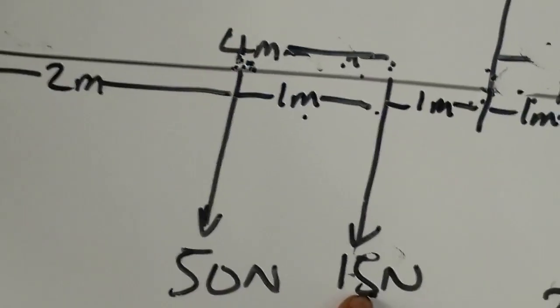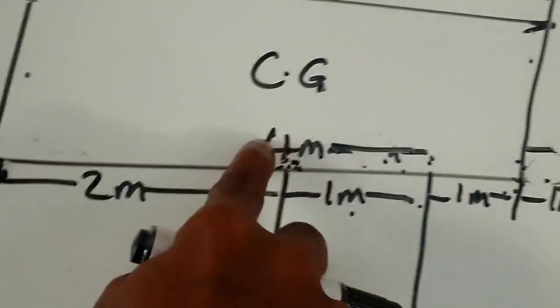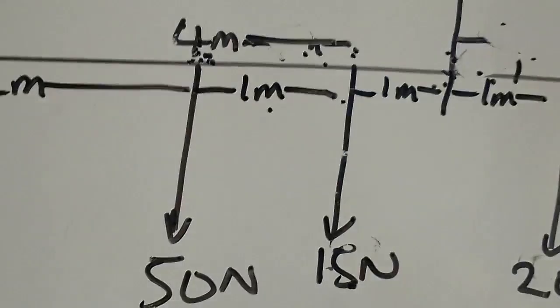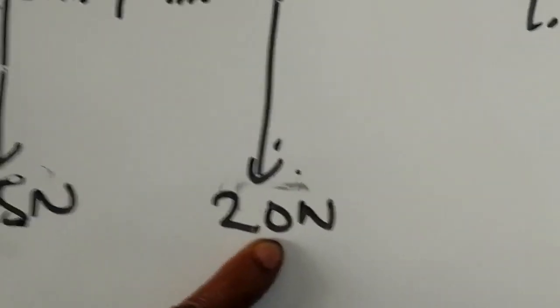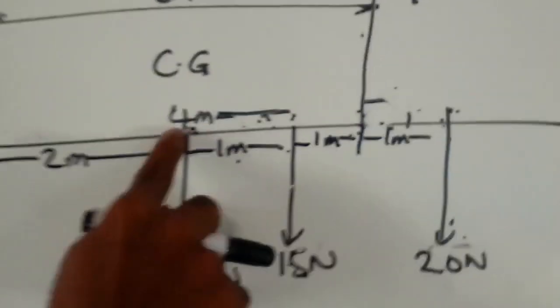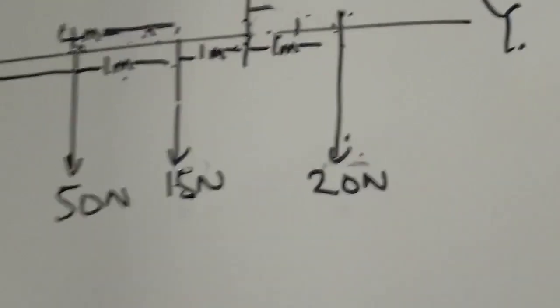The weight of 1.5 kg, which is 15 newton, is hanging at what distance? 5 meters from the end, S. The center is 4, plus this extra 1, so 4 plus 1 is 5. The weight of 2 kg hangs at what distance? At 7 meters from the end. If here is 4, 5, 6, and then 7. So we are right.